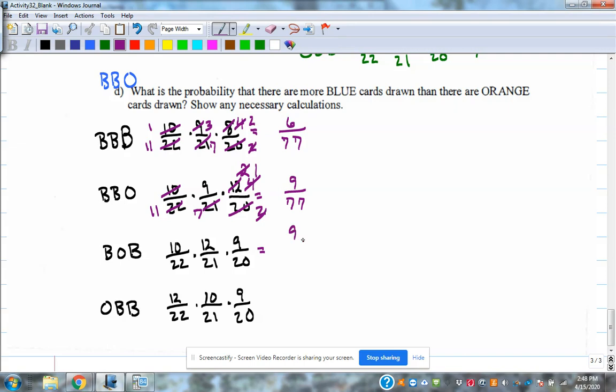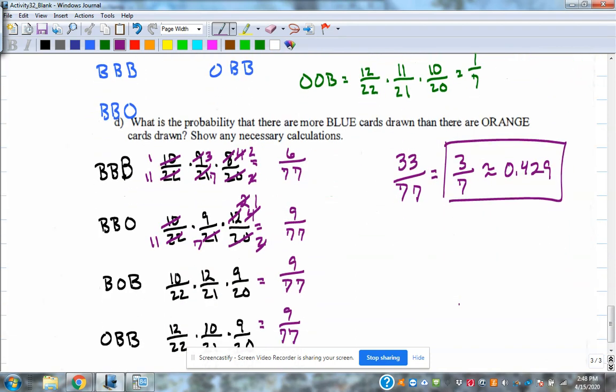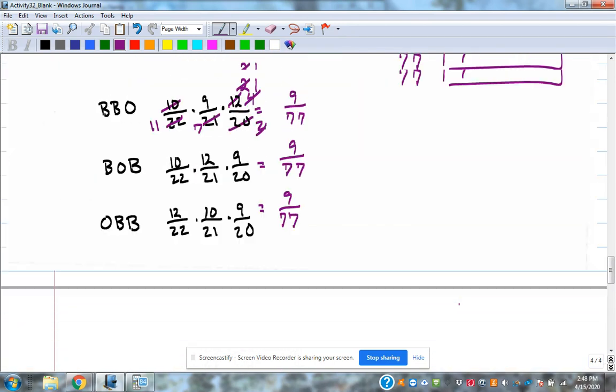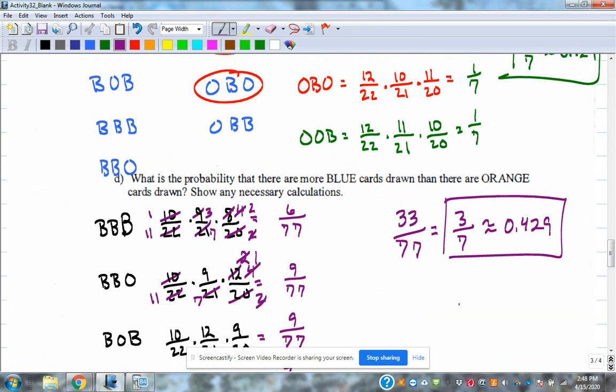This one has the same numbers involved on top and bottom, so it's the same value. And this one has those same numbers involved. So 9 is 27, and 6 would be 33 out of 77, which reduces to 3/7. Which we said earlier was 0.421. So we have probability of drawing more blue cards than orange cards. Okay. So probability there, you've got to think a little bit differently. Kind of think about your scenarios of things that could happen for the case that they're looking at. All right.